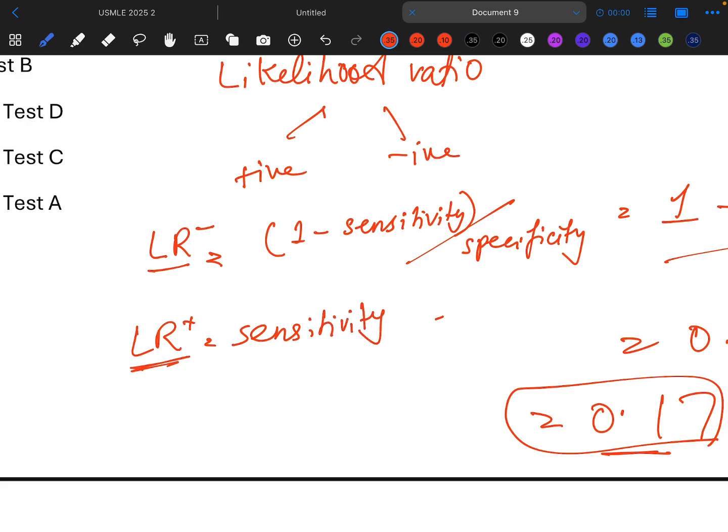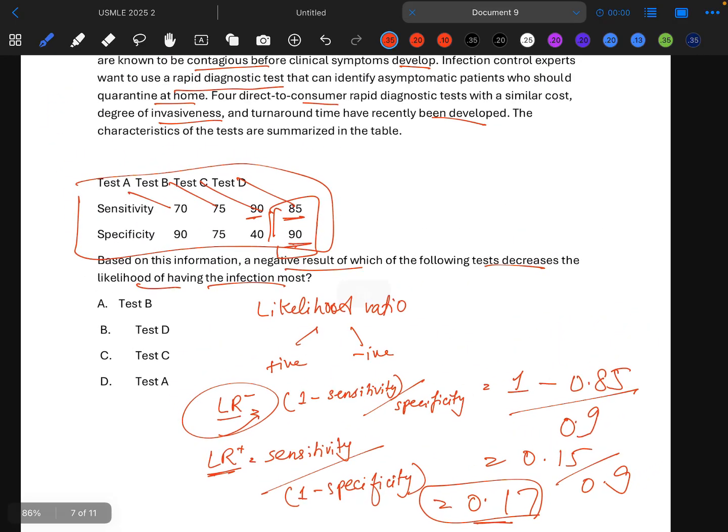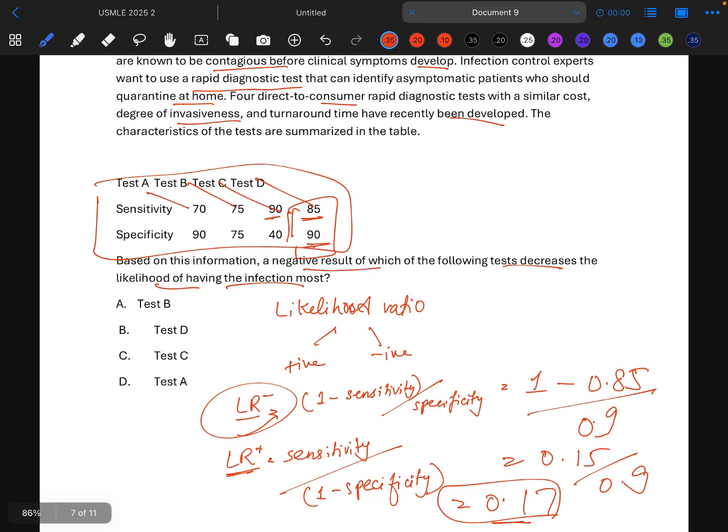If we are talking about the likelihood positive, we take the sensitivity and divide by 1 minus specificity. But in this question they are asking about the negative result, which test decreases the likelihood. So according to the negative likelihood ratio, the most effective test is test D.